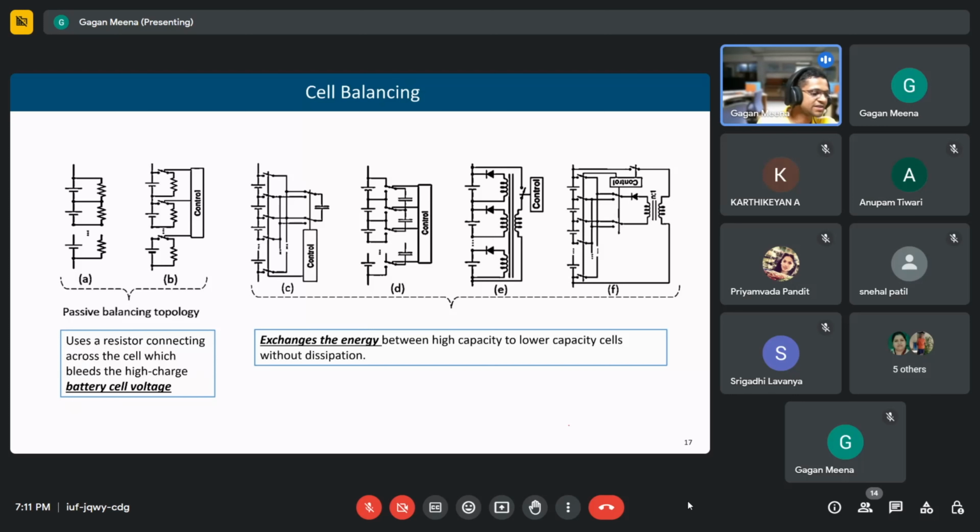And there are different configurations for that also. A few cells, one string may have one balancing circuit, or one entire module may have one. There are centralized topology, decentralized topology, hybrid topology. That all depends upon the manufacturer. So different techniques are there, and different configurations are possible.